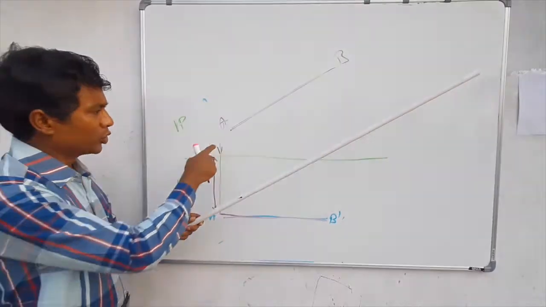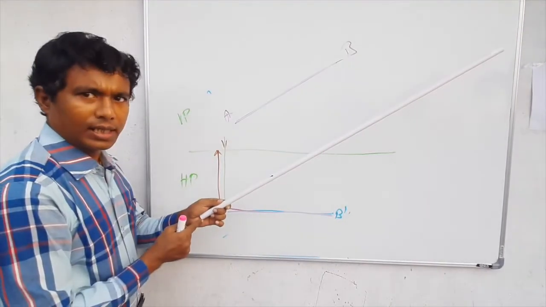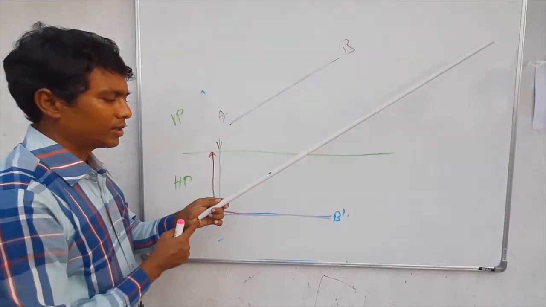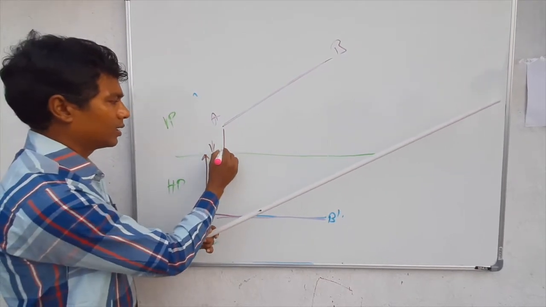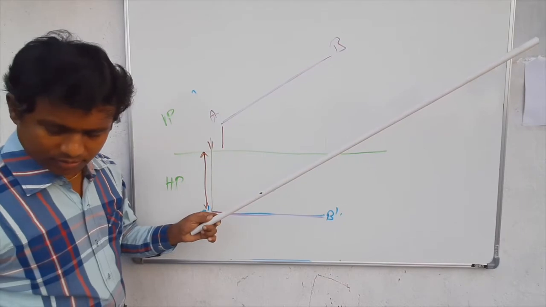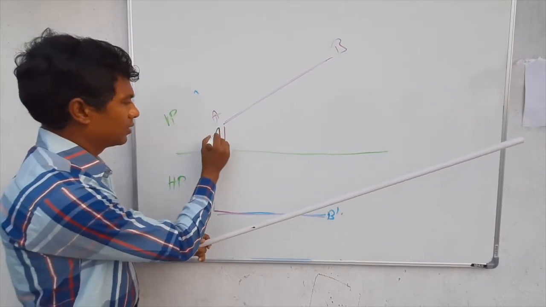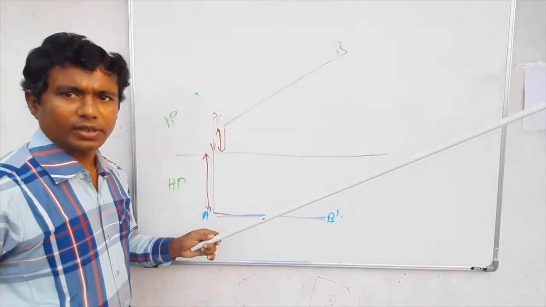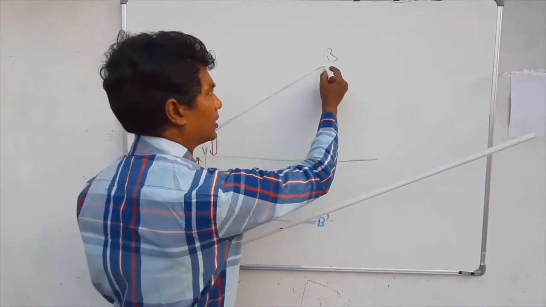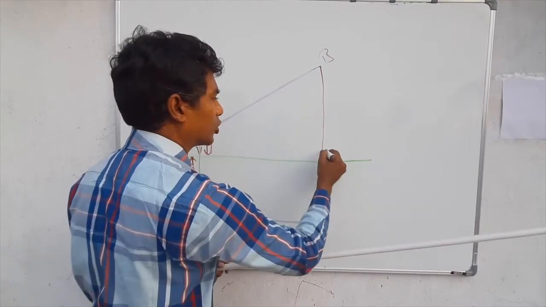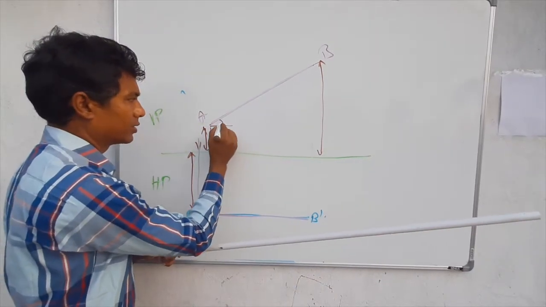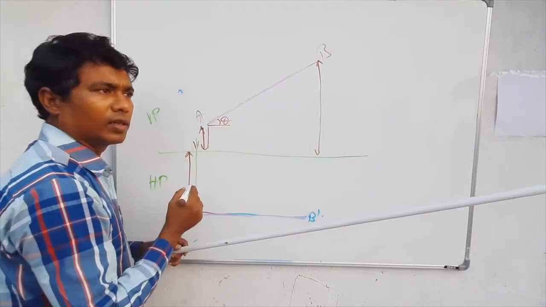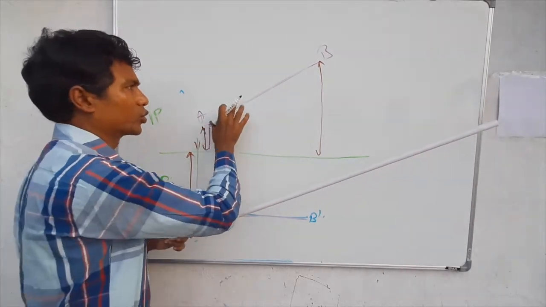What's the position of this point A? That will be given, the distance from HP. This distance will be given. Position of B, either this distance will be given or this inclination theta, and the length definitely will be given, true length.